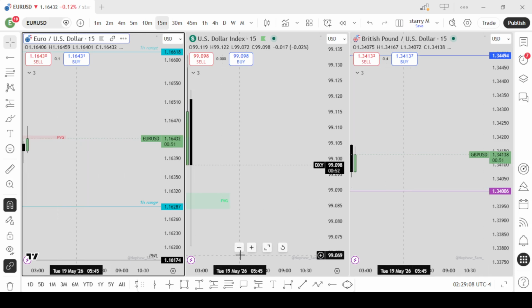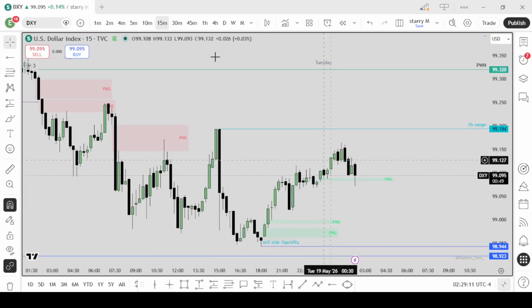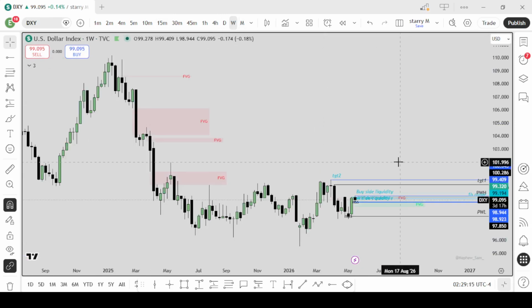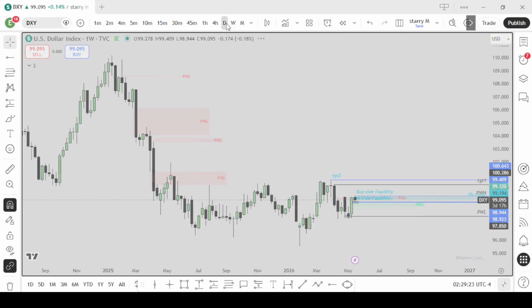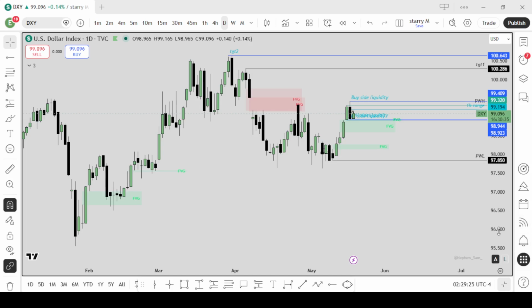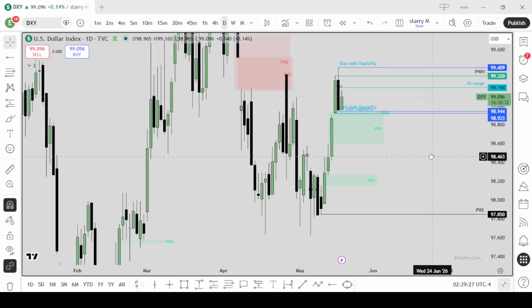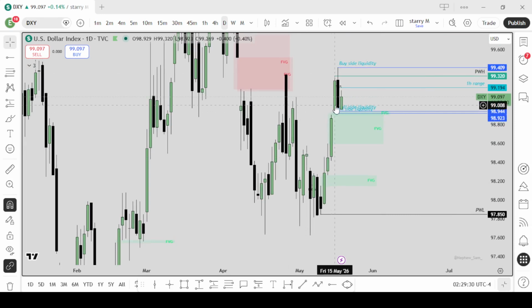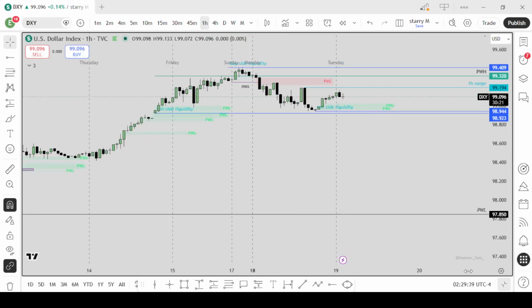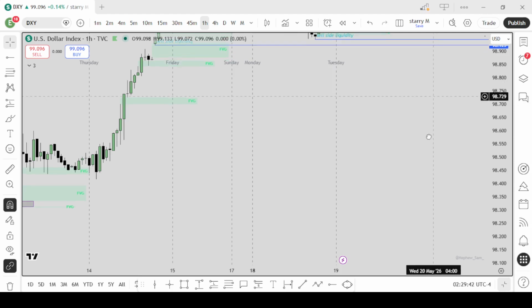So that is it for the EURUSD. For the DXY, we are currently bullish. Last week we made this bullish candle. We are currently very bullish. On the daily, yesterday we made a pullback, this candle, and now on the 1 hour we are currently bearish.